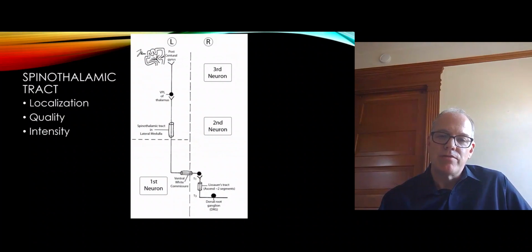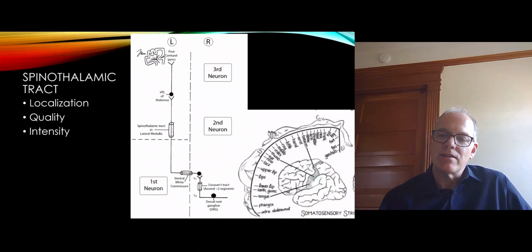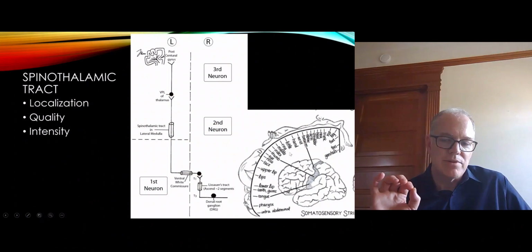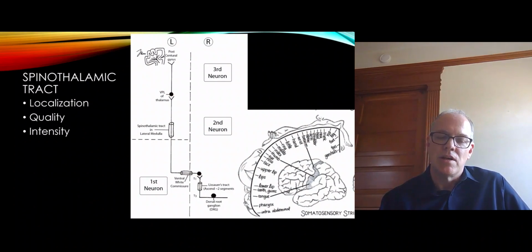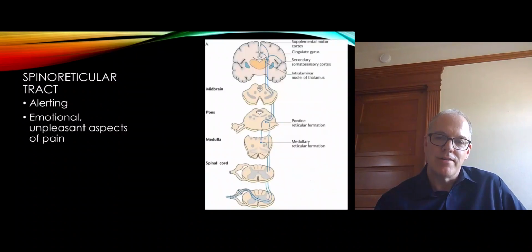Now, how does pain get up to the brain from there? Well, we've talked about the spinothalamic tract, and recall this somatosensory strip here. Pain, whether you hit your finger or you have pain somewhere else, is going to come to this very precise area of the postcentral gyrus. So the spinothalamic tract is very important for localizing pain and also identifying the quality and the intensity of the pain. There are actually 5 pain pathways that get to the brain. I'm going to tell you about just 2 others.